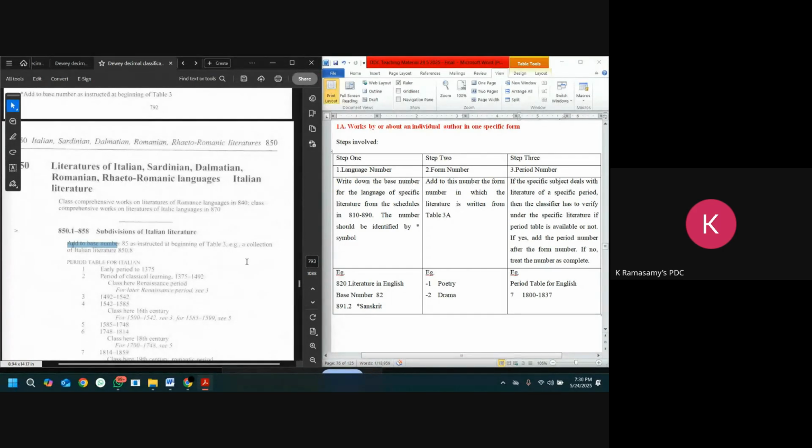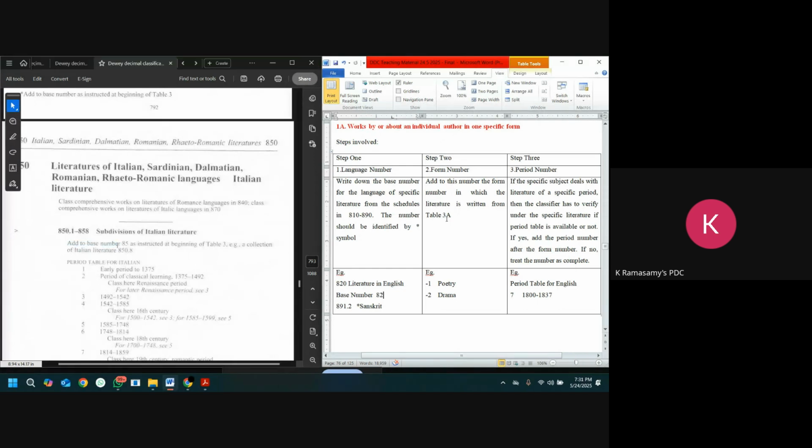For other languages, absolutely no problem. Other languages, you can take the number as such. For example, the Sanskrit number is 891.2. You can take it as such. That is the base number. That is the literature number. But for English, 820 is the literature number. Base number is 82. Only for those 5 or 6 languages, you have to remove the terminal 0 to form the base number. Then you should take the form number.